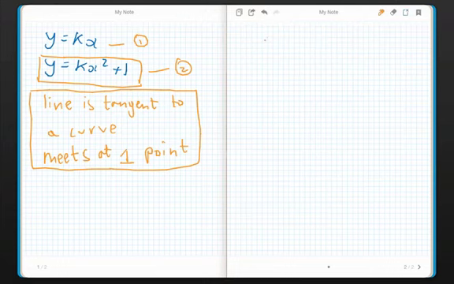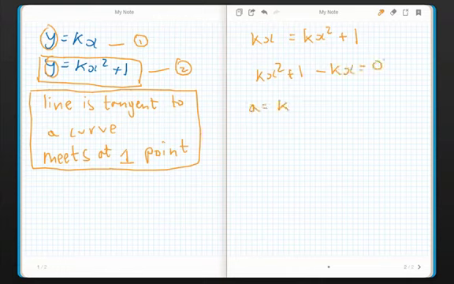So first, let's make one equation out of this. As there's a y over here, there's a y over here, so I equate them. kx = kx² + 1. Now, we can say that kx² + 1 - kx = 0. Now, our a over here is equal to k, our b is equal to -k, our c is equal to 1. Now, we want our b² - 4ac equal to 0 because it intercepts only at one point because it's a tangent. So we want k² - 4k = 0.